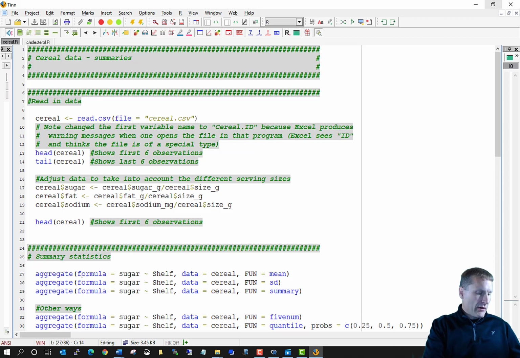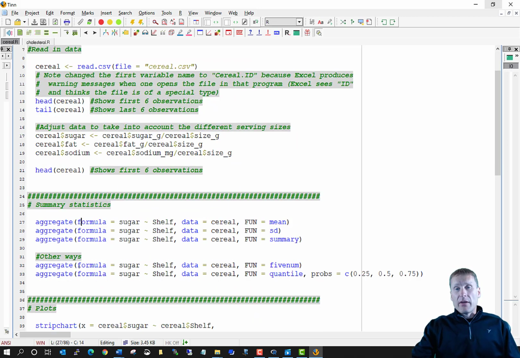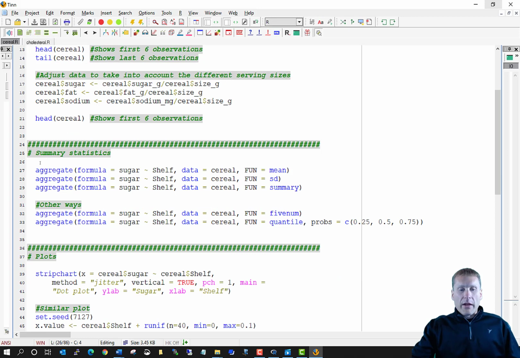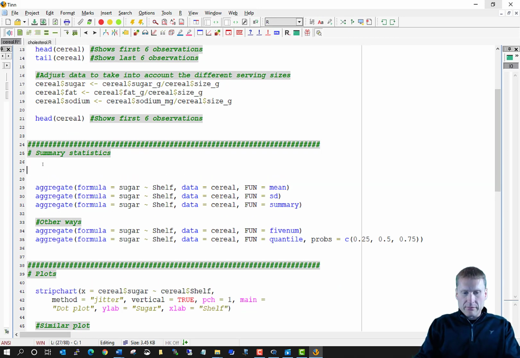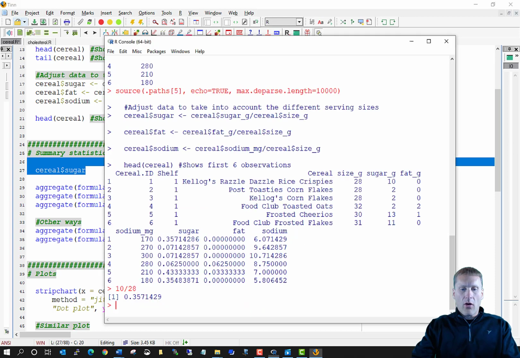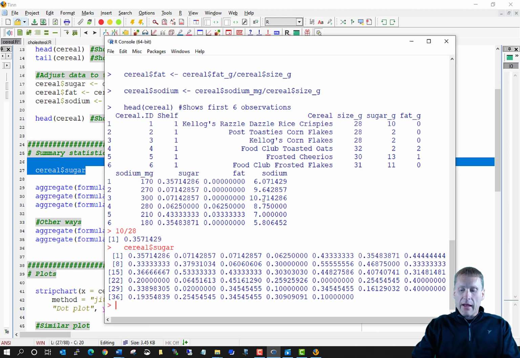Okay. So let's see, we are now on page 16 of the notes. Let's do some summary measures of this data. Now, what I could do is this. Cereal dollar sign sugar is going to give me all the different sugars. And I know the first 10 values are shelf one. If I want to find the mean value of just shelf one, I could use the mean function with this.